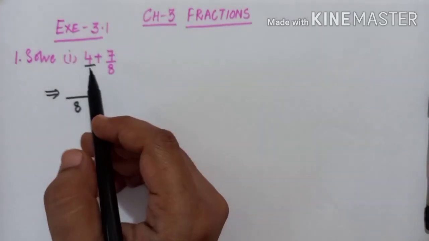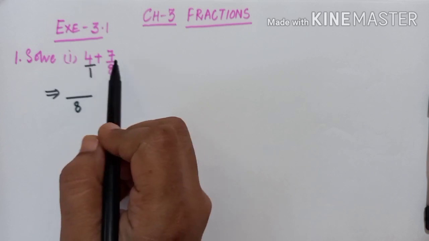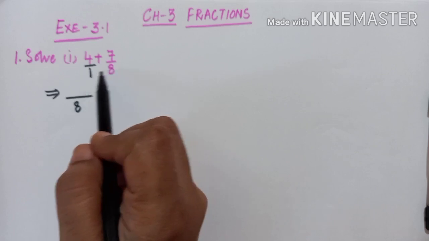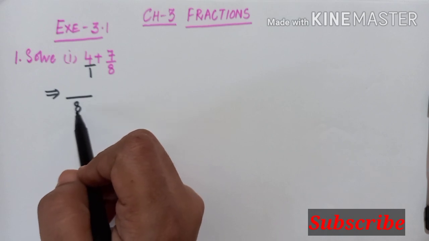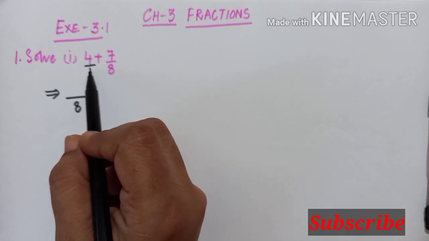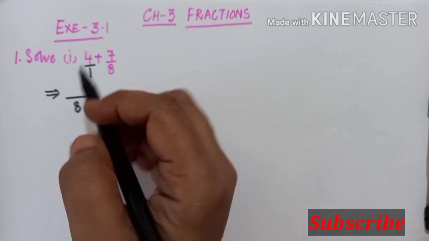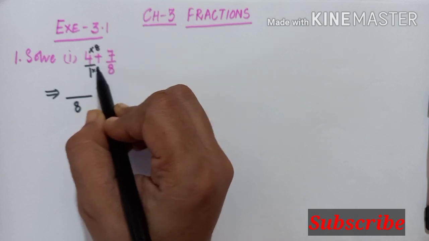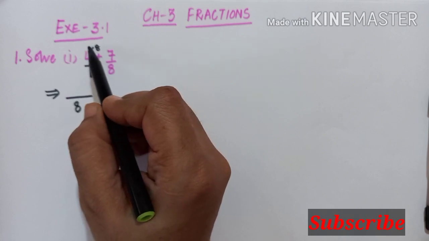For adding 4 plus 7 by 8, you can't directly add the numerators, because these are fractions. First of all you have to check the denominators, 1 and 8, and take out the LCM, which is 8. Here 1 is the denominator, so 1 into what will be 8? 1 eight is 8, so we multiply by 8. Whatever you apply in the denominator, the same you have to do in the numerator.